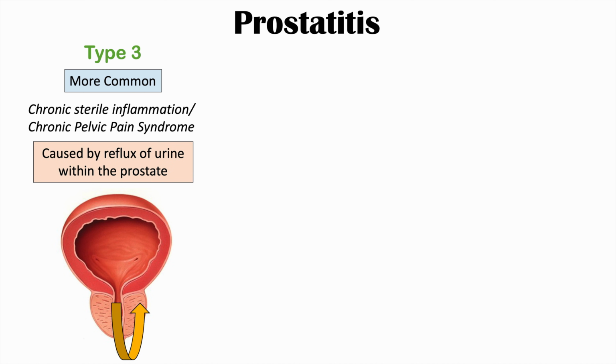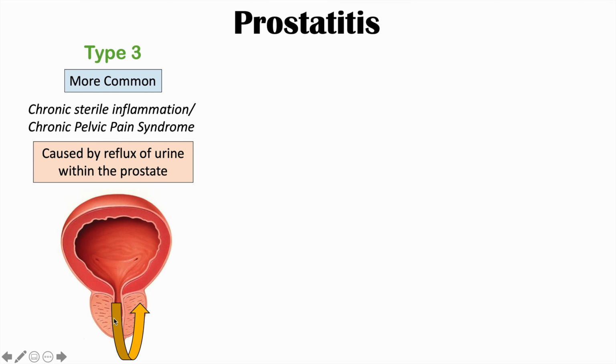So what does cause type 3 prostatitis? It's actually caused by a reflux of urine within the prostate gland. So this leads to the risk factor we talked about before, that bladder outlet obstruction. So when urinating, urine flows out from the bladder, out the urethra. The prostate gland surrounds the urethra and is located at the base of the bladder.